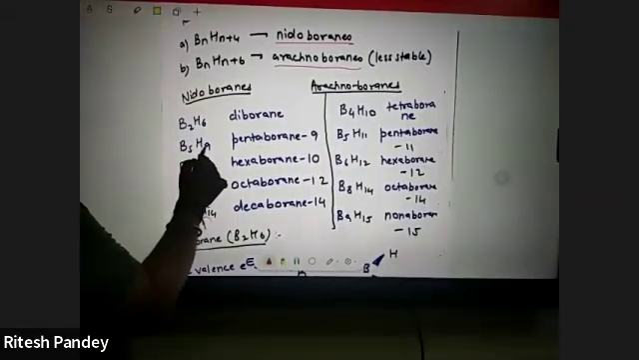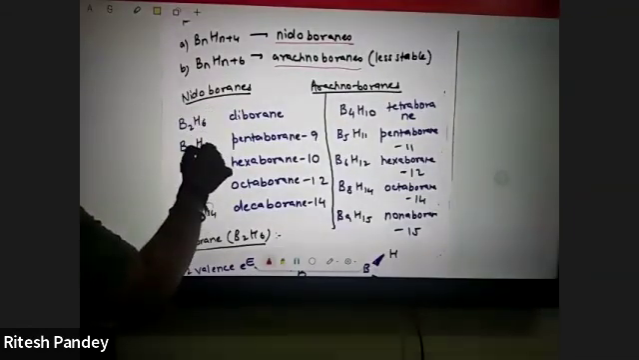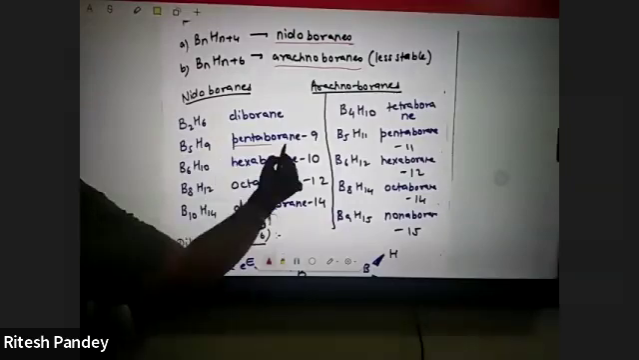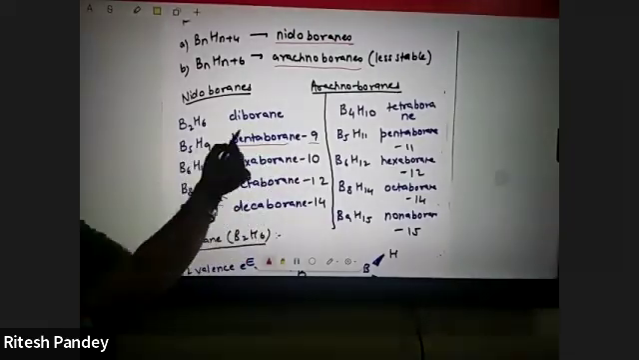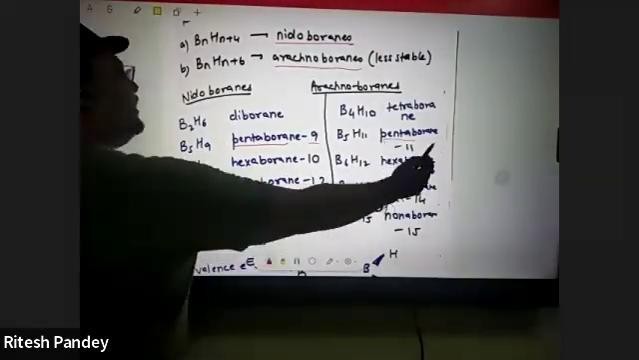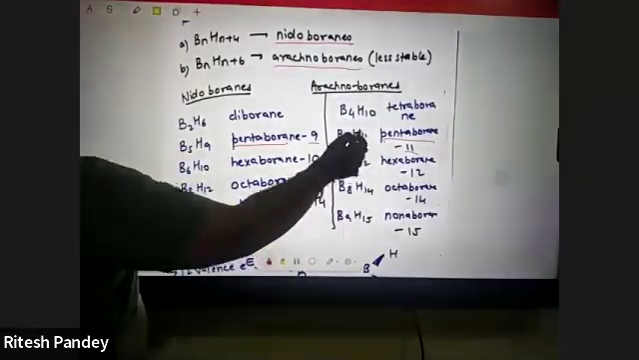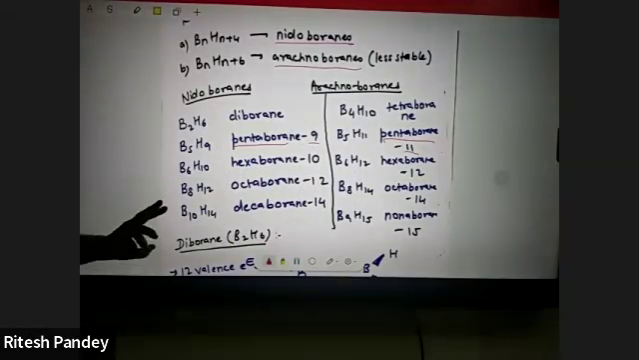So B5H9, which belongs to a BnHn+4 kind of formula, you call pentaborane-9. Naturally, pentaborane means 5 boron, and 9 means the number of hydrogen atoms, whereas pentaborane-11 would make it B5H11 and belong to the category of BnHn+6. So, there's something again which you'll want to have an idea of.